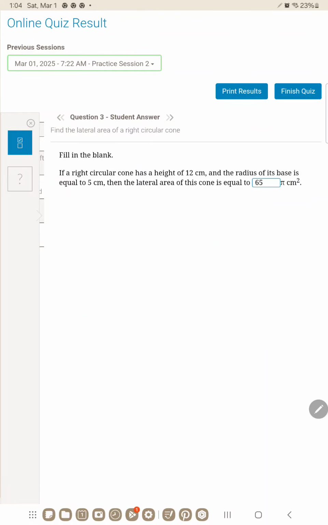Okay, so you have a right circular cone that has a height of 12 centimeters and the radius of its base is equal to 5. So whenever I see a question like this, first thing I do is draw it. So it has a radius of 5, a height of 12. They want the lateral area of the cone.